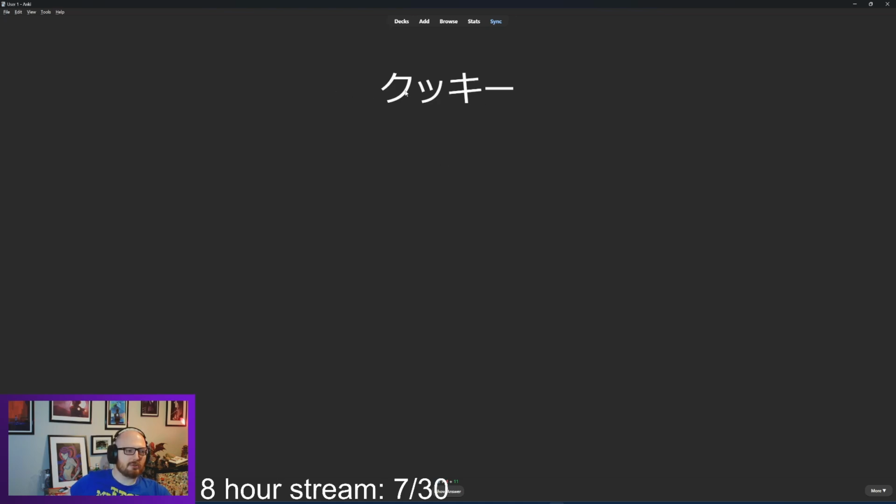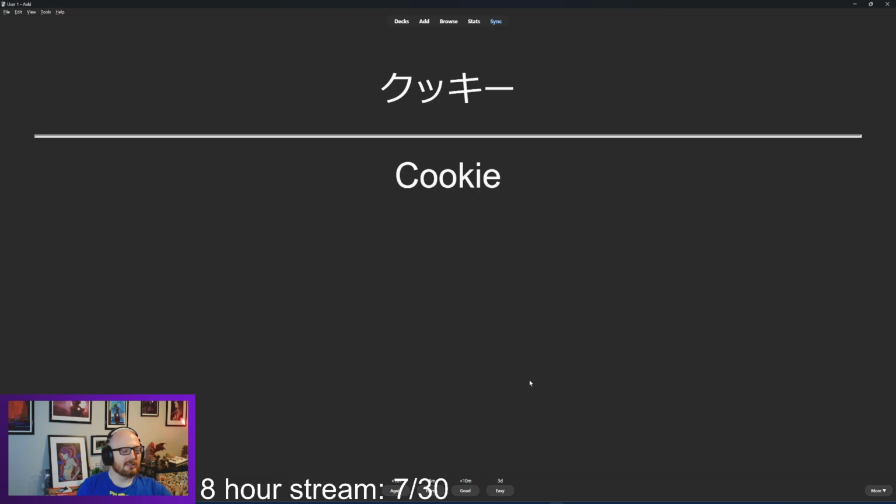Cookie. Ku, and then a small tsu means you hold that, and then go e. Cookie. This is cookie. It's a cookie. Boku wa cookie ga suki da. Yeah, daisuki da. I like cookies. No, I love cookies. Okay, cookie.